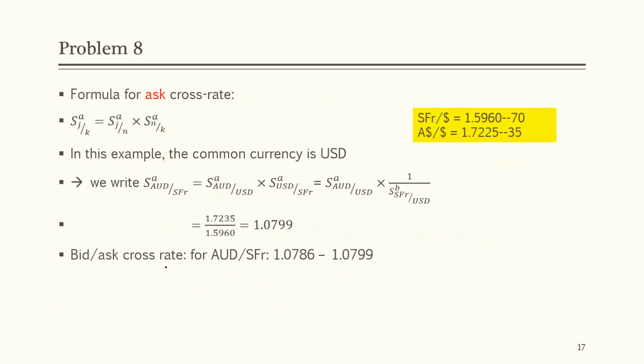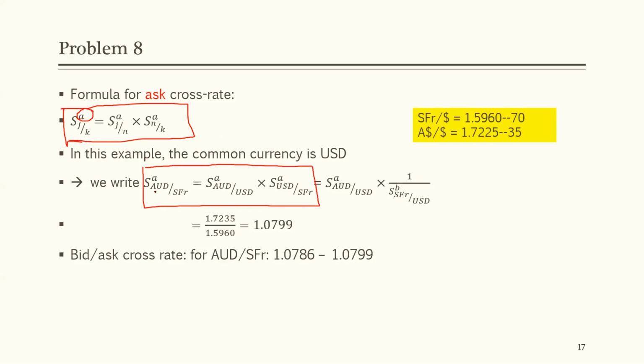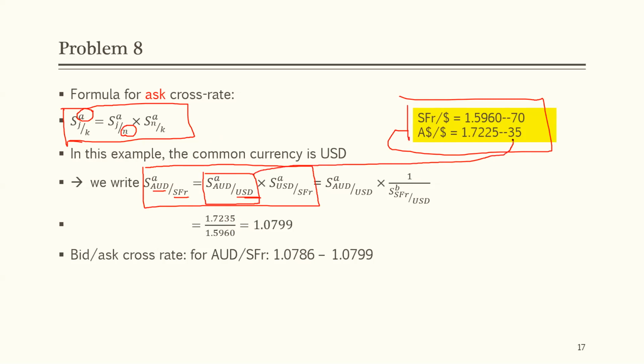So for the ask rate, I'm going to do exactly the same thing. I'm just going to change the superscript from B to A for the ask. So I'm going to start with the same general equation as before, and then I'm going to replace the correct currencies in their places. So J over K is Australian dollar over Swiss franc. N is the common currency, being the USD. So once again, I'm going to look at the table to see what I have. Now, similar to before, I've got the first exchange rate, which is the ask rate of the Australian USD exchange rate. So I'm looking at the right-hand side number.